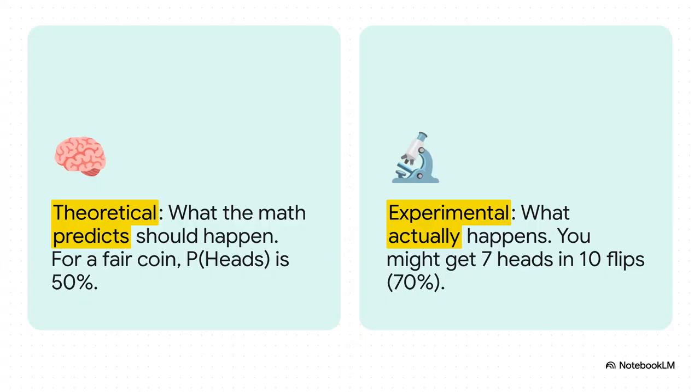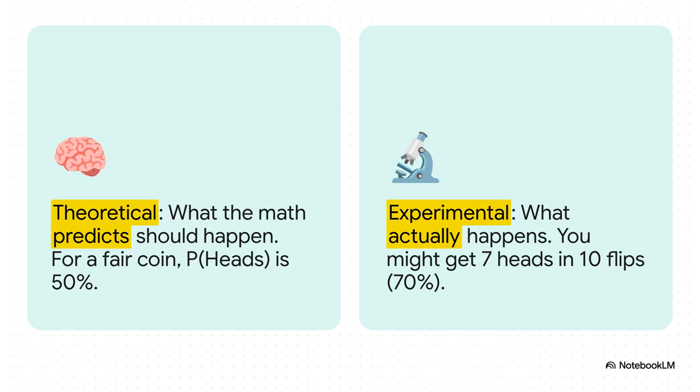And this brings us to a really key distinction. On one side, you've got theoretical probability. That's what the math says should happen in a perfect world, like a 50% chance of getting heads. But on the other side, you have experimental probability, what actually happens when you do it. You might flip a coin 10 times and get 7 heads.